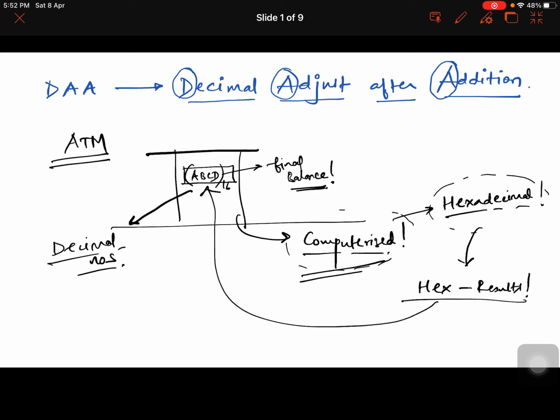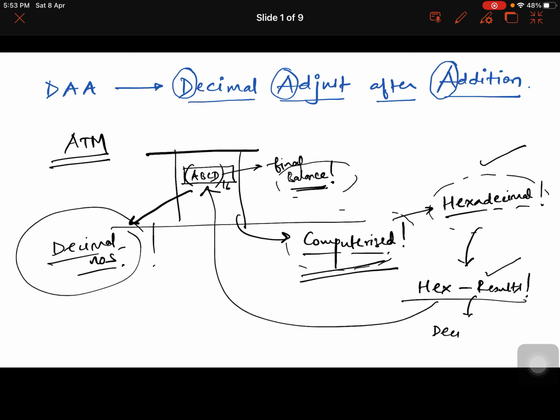If your computers are operating on the hexadecimal number system, it's your problem as an engineer. But normal people should always get their balance in the decimal number system. So even though your computer by default operates on hexadecimal numbers and generates results in hexadecimal form, while displaying those numbers on the screen there should be some mechanism that converts hexadecimal results into decimal results, and only then should they get displayed on the screen. I hope you understand that.